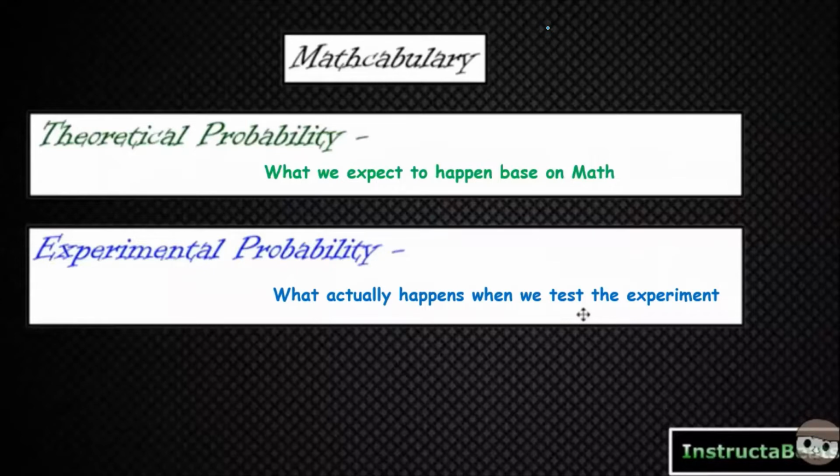Okay, so again, when we say theoretical probability, that is what we can see in our book. For example, for tossing the coin, there is a 50% chance of getting heads and a 50% chance of getting tails. But when we say experimental probability, that is actually what happens when we test the activity or the experiment. Okay? So that is the difference between theoretical and experimental probability.